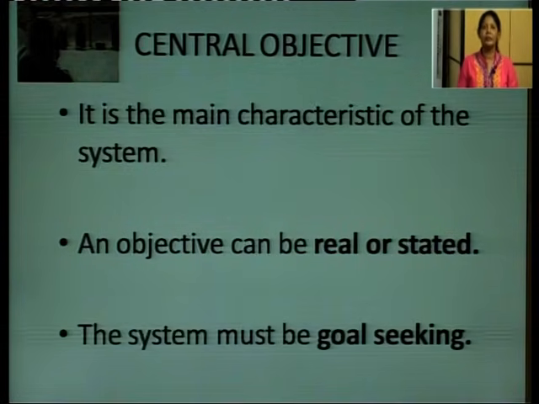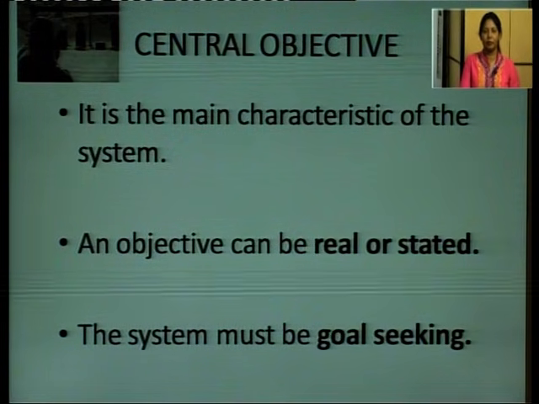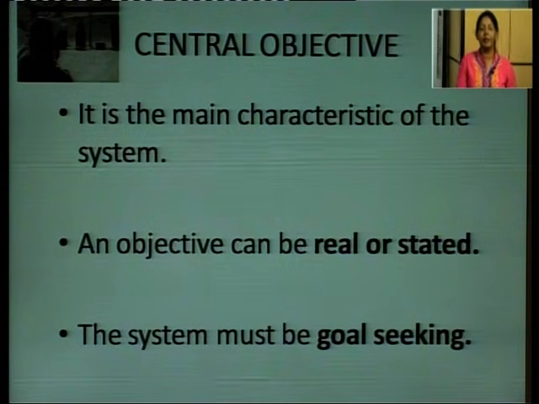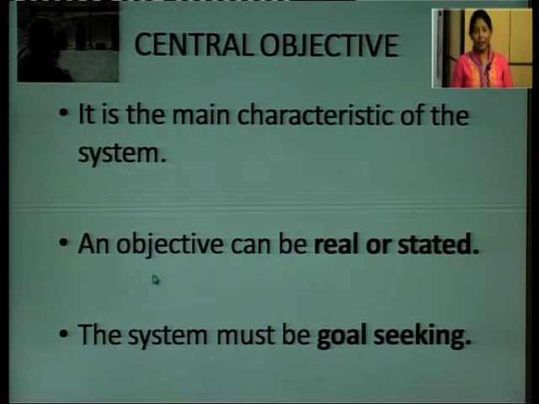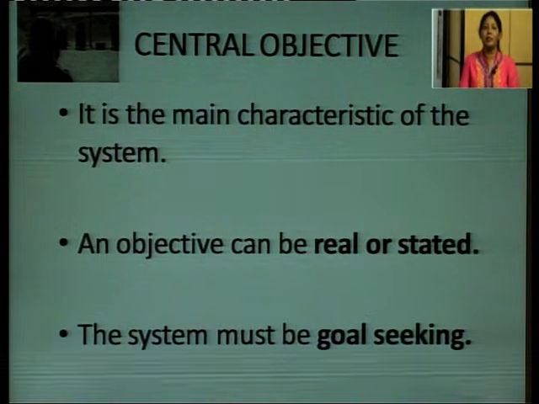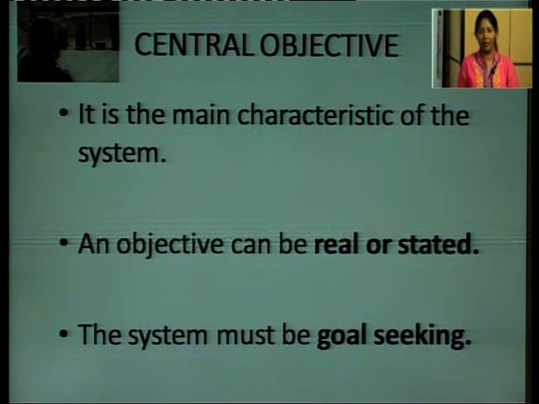So next is the central objective. This is the main characteristic of the system; without this the system cannot be completed. The central objective is an objective that can be real or stated. Central objective means how to achieve your target.